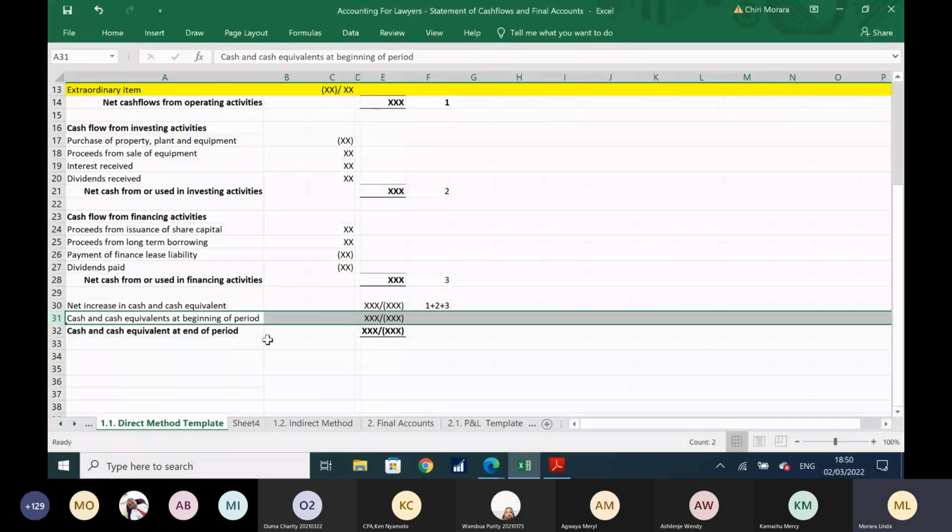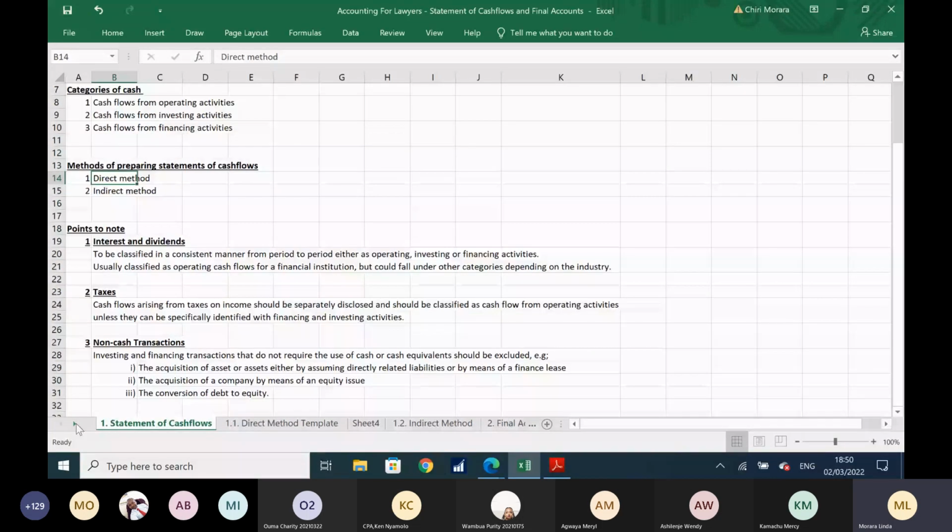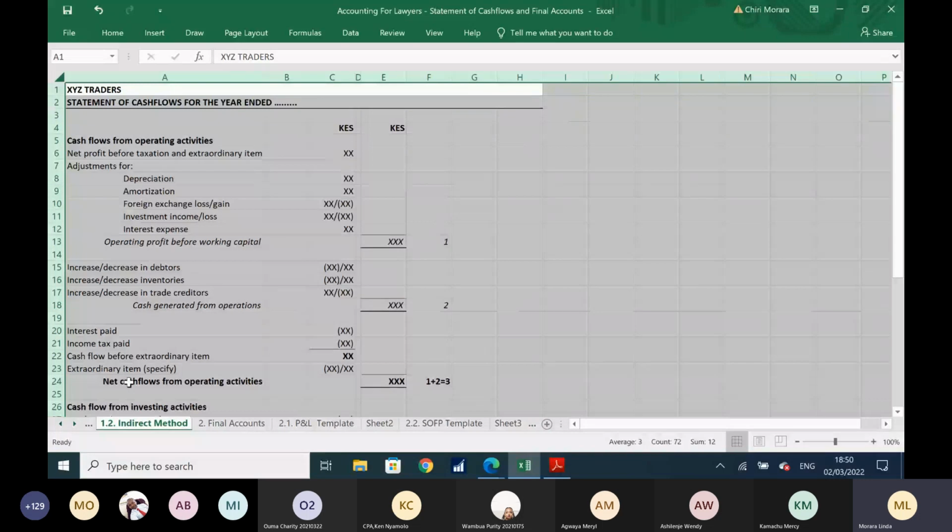Something else I should point out, and I am not encouraging you to look for the lost ship, but if you do your statement of cash flows and the balance does not tally with what is in your balance sheet as the cash in hand and cash in bank, then you should be a bit off. So you can revise it, you can play with numbers if you're good at permutations. I'm just putting it out there. So that was our direct method.